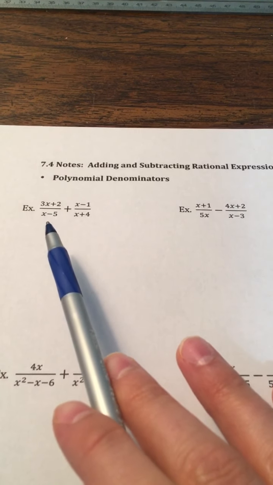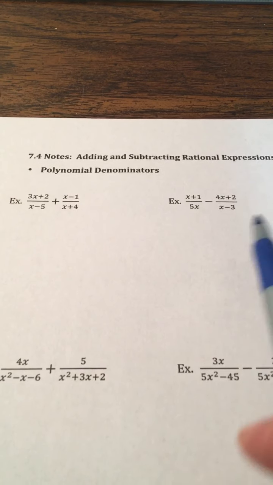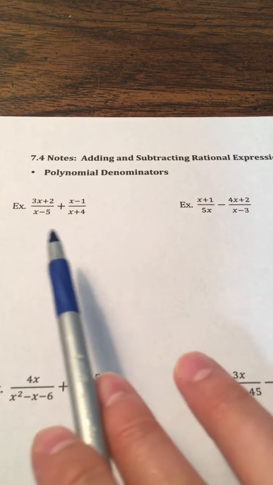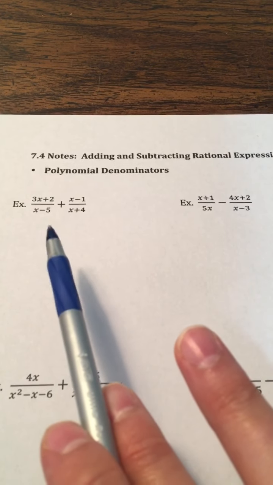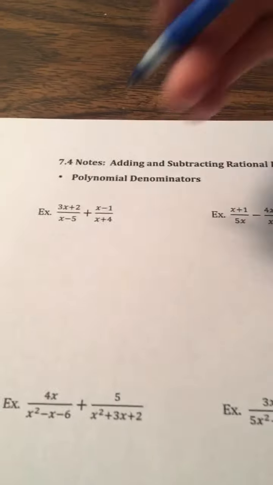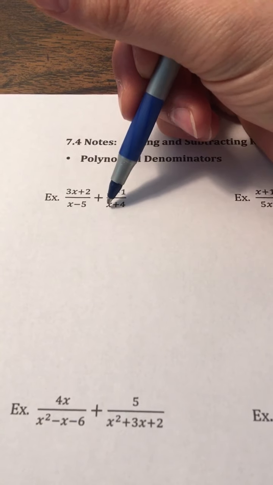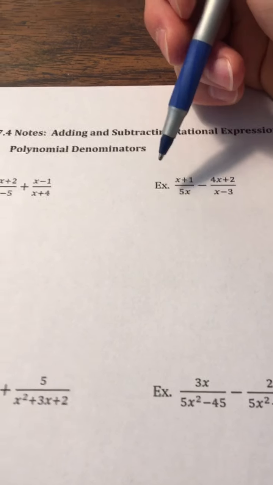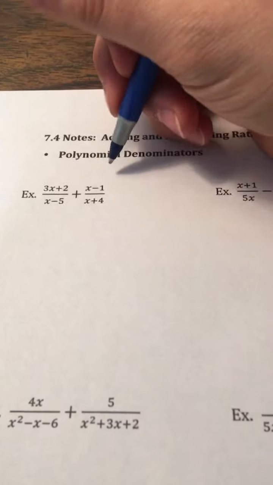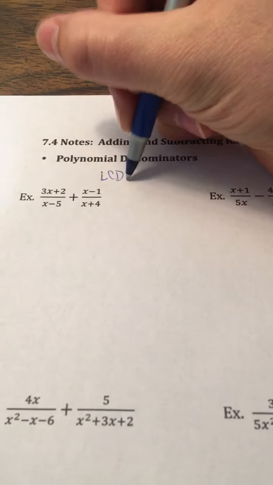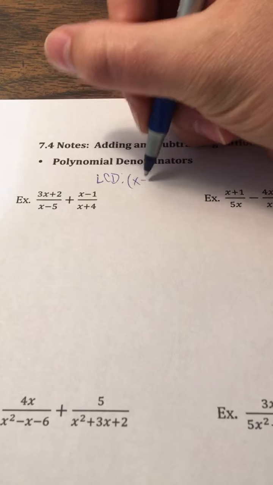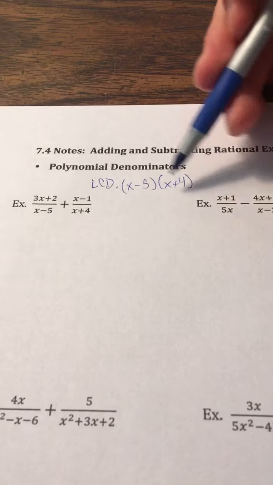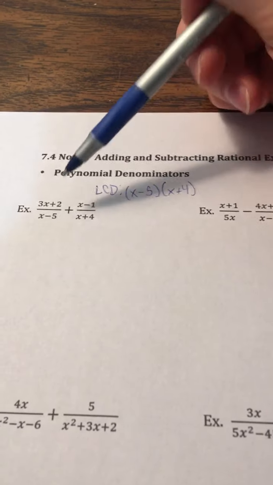To find the LCD, you want to try to factor what's on the bottom first. A lot of times you can't do that. So in this first example, there's no greatest common factor. There's no x squared. There is nothing to factor on the bottom. So to find my LCD, when I have two binomials like this, or in example 2, when I have a monomial and a binomial that cannot be factored, you just put them together. The first example, my least common denominator, would be x minus 5 times x plus 4. That would be my common denominator. Don't try to find a least common multiple of 5 and 4.